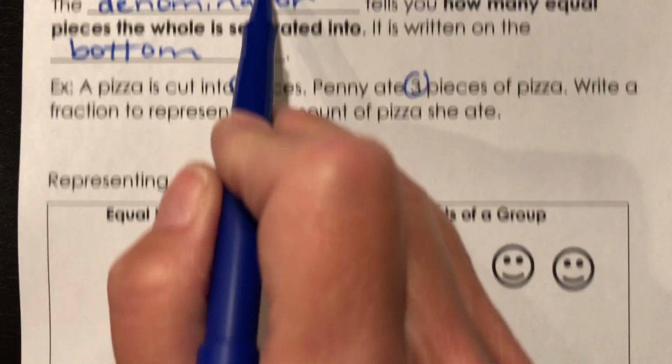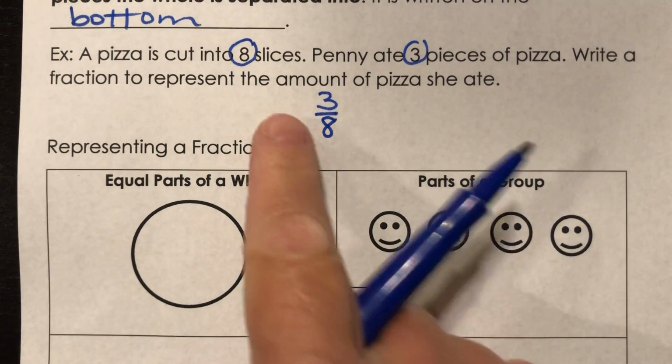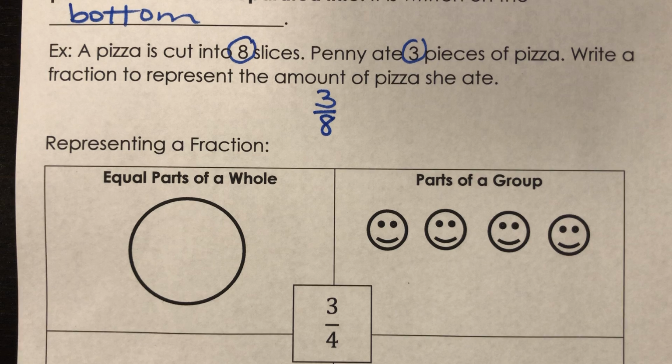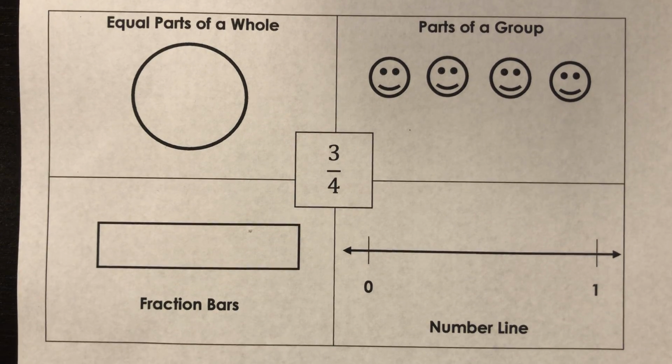So the amount that Penny is using is 3. That would make that my numerator. So 3/8 would represent the amount of pizza that she ate. All right, there are 4 main ways to represent a fraction visually.